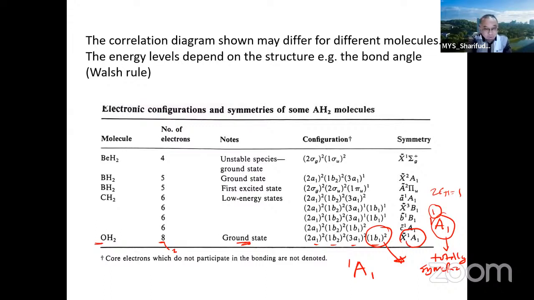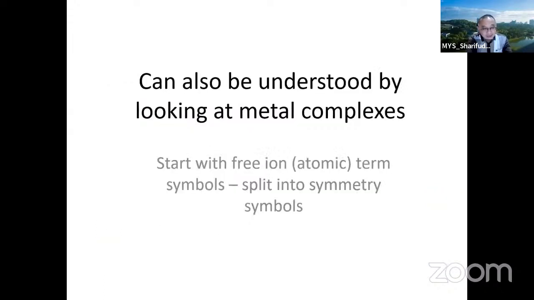Okay. Now it is easier to understand this if you look at metal complexes. Usually with metal complexes, we talk about crystal field theory. In crystal field theory, you imagine an ion in the middle, and ligands approach that ion in many different directions. You can have a tetrahedral direction, a planar manner, or the ligands can approach in an octahedral manner. This different approach will cause the free ion term to split into different symmetry symbols.